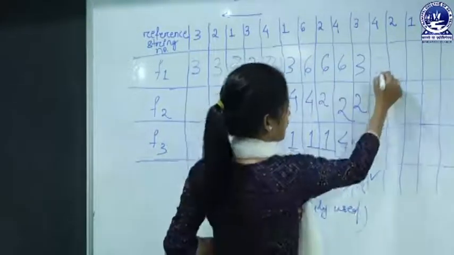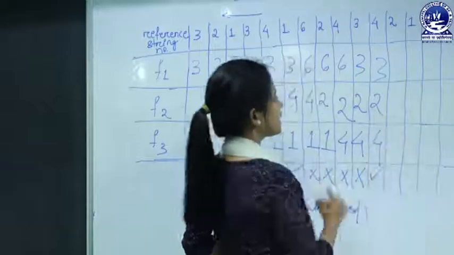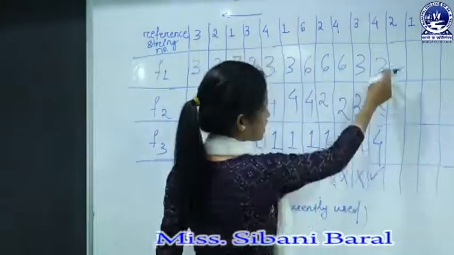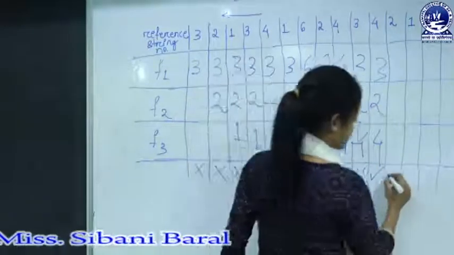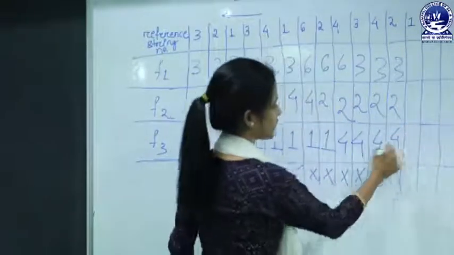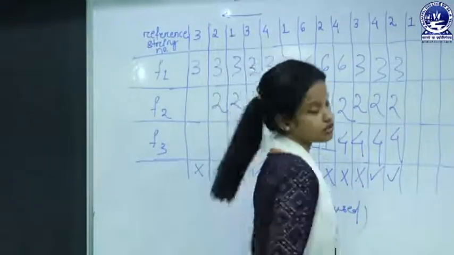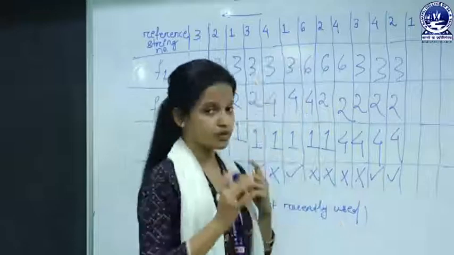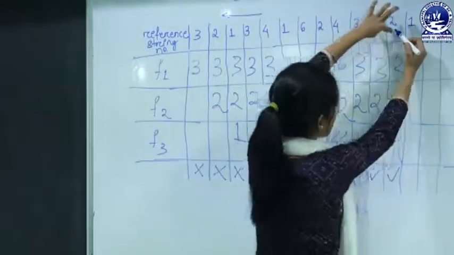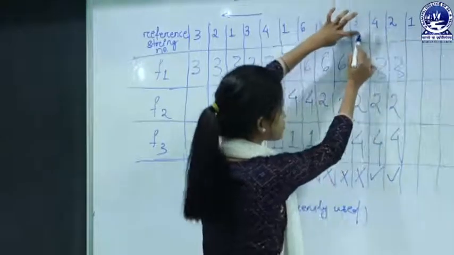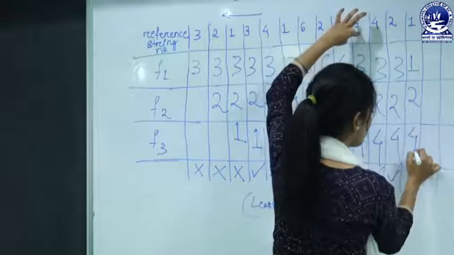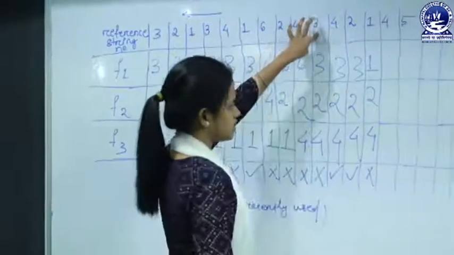3, 2, 4. Next, 2. Is 2 there in the main memory? Yes, 2 is there. So there is no page fault, there is a hit. So 3, 2, 4. Next 1. Now the question is which page has to be replaced? Okay, from 1, 2 is recently used. Next 4 and next 3. So 3 is replaced by 1: 1, 2, 4. Okay, here is a miss.